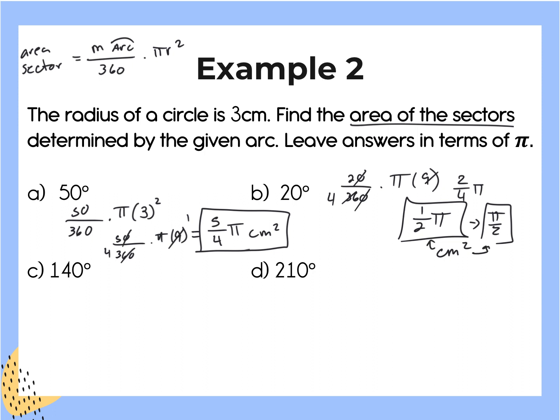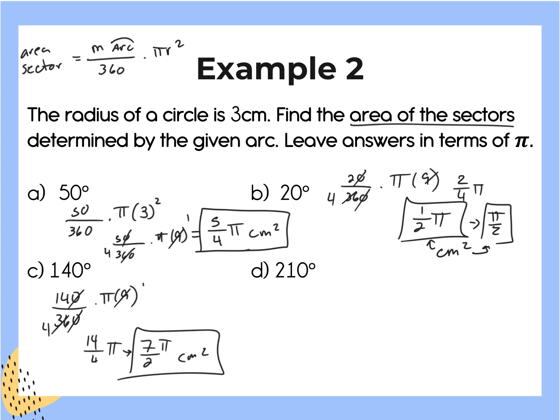So for C, we have 140 degrees. So we're going to do the same thing. 140 over 360 times, again, pi times 9. The zeros cancel out. The 9 and the 36 cancel out. So we're left with 14 over 4 pi. And that's going to become 7 over 2 pi. And again, centimeters squared.